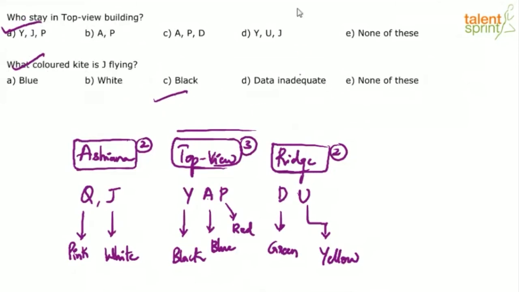Look at the next 2 questions. There are 2 more questions here. So what are the other 2 questions? Who stays in Top View? 3 persons. YAP, option E. None of these. Right? Then what colored kite is J flying?